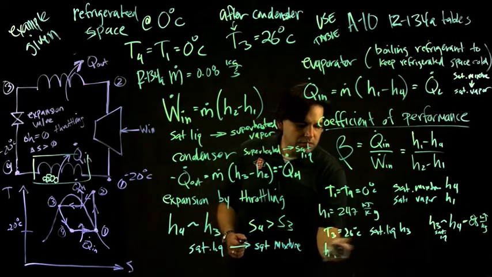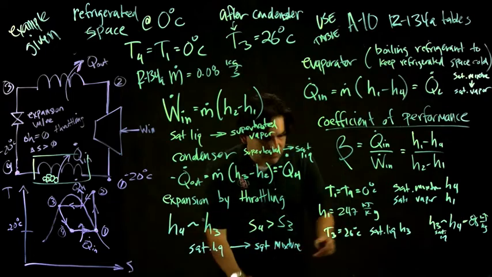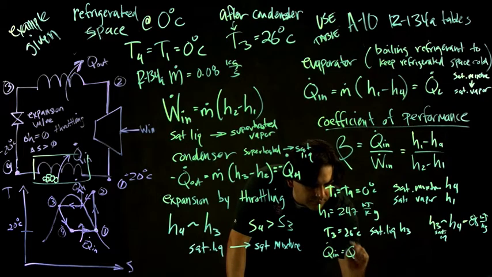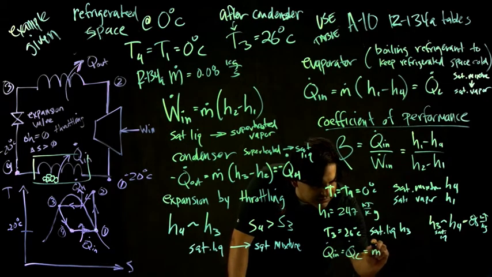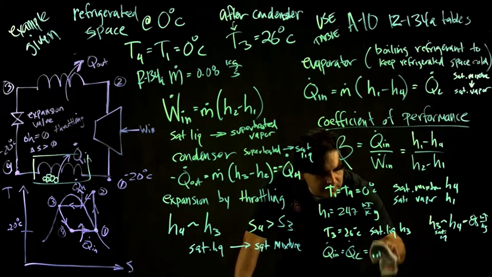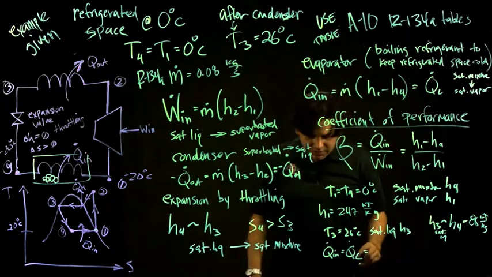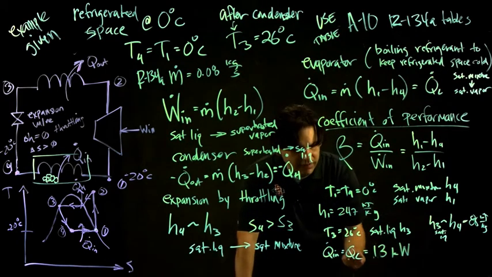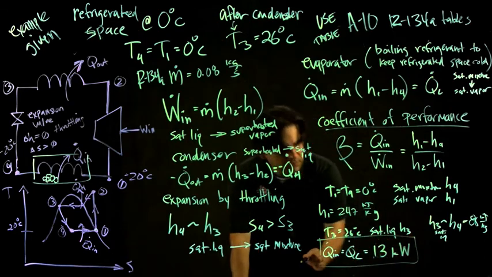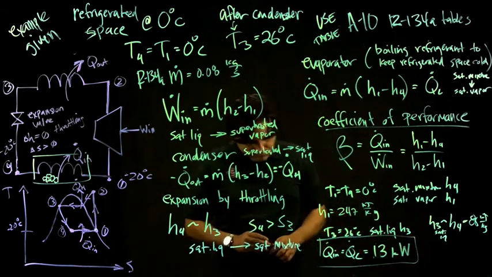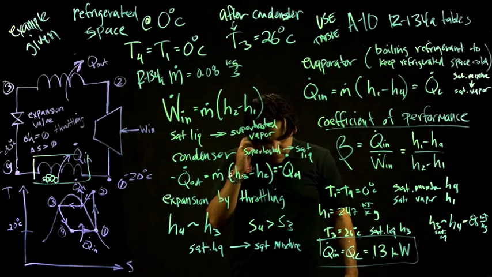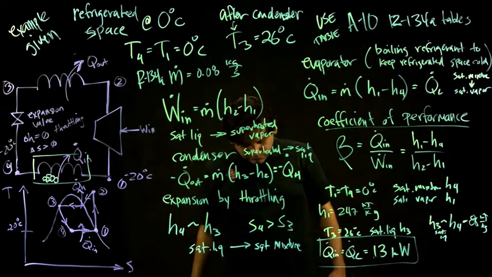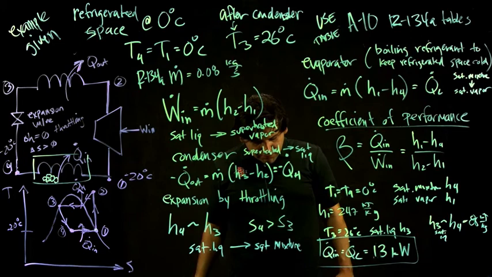And so that allows us to find QL, the heat transfer at low temperature. It's the known mass flow rate times this enthalpy change, and if you plug those in, you would get the low temperature heat transfer. So you know that. So H2, how did I get H2?